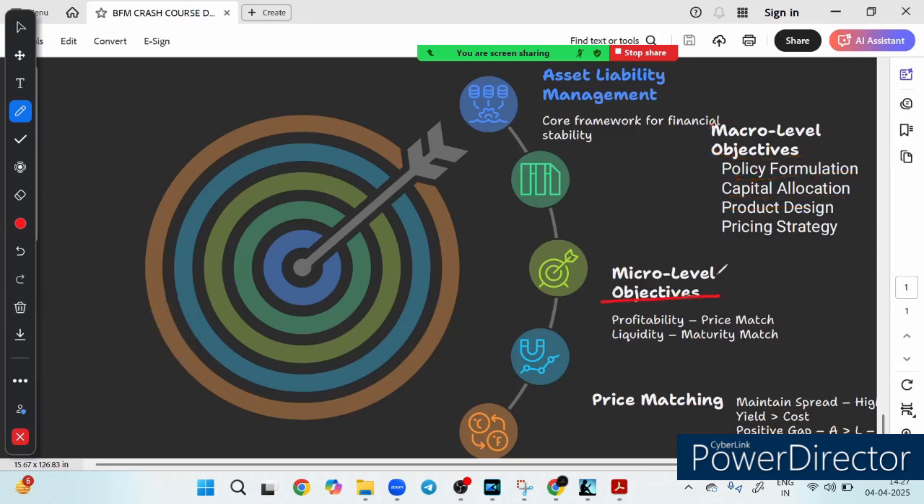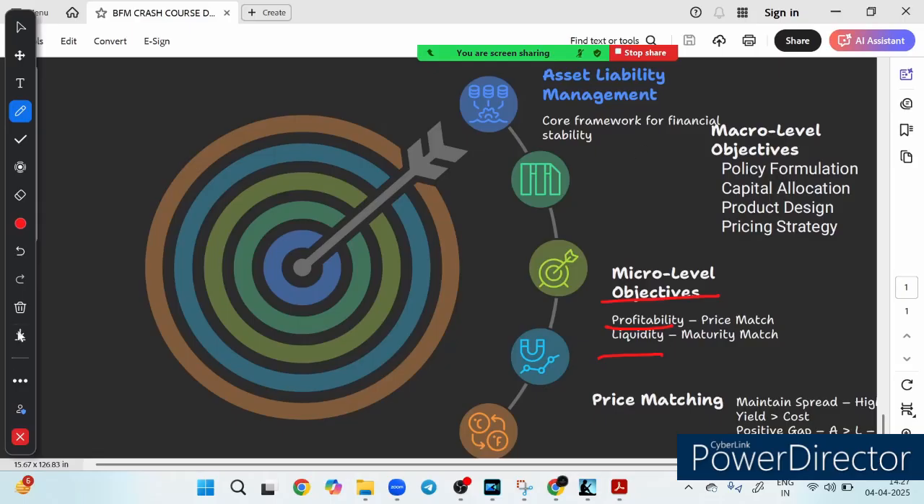And what is the micro level objective? Means zooming in. If we zoom in, a bank has two main objectives. The first is profitability, which means matching income and cost effectively. Then liquidity, which means ensuring that they always have enough cash to meet their obligations. This is the micro level objective: profitability and liquidity.